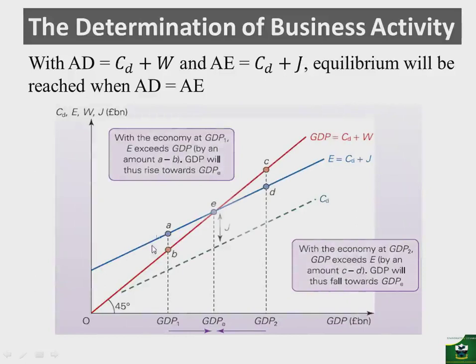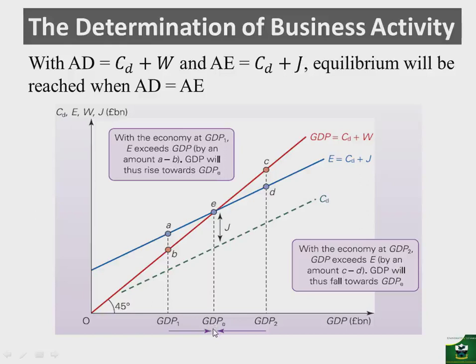So using the Keynesian cross with a line passing through the middle at 45 degrees, measuring the aggregate demand and the actual expenditure being the blue line here, we notice that equilibrium will be reached when the aggregate expenditure and the aggregate demand lines meet. And this is at point E here, and we've denoted this as GDPE.